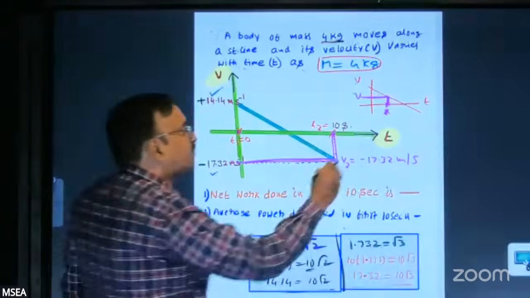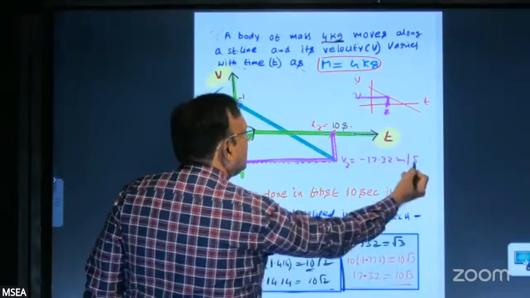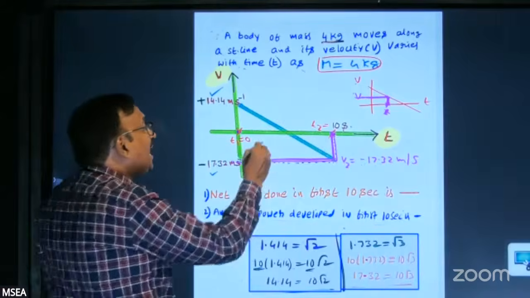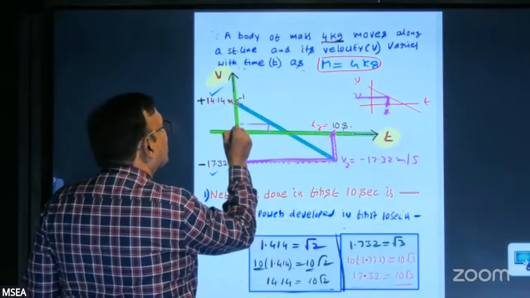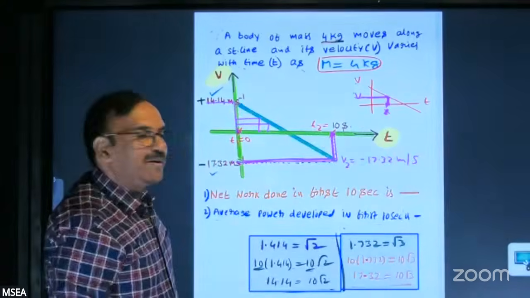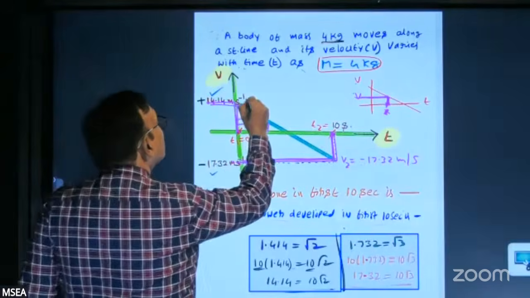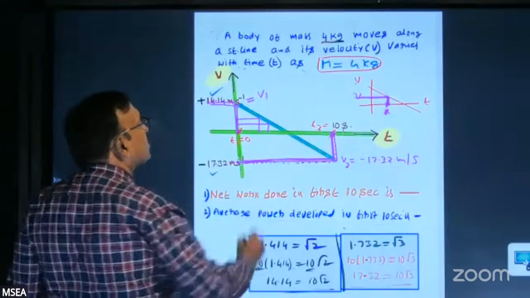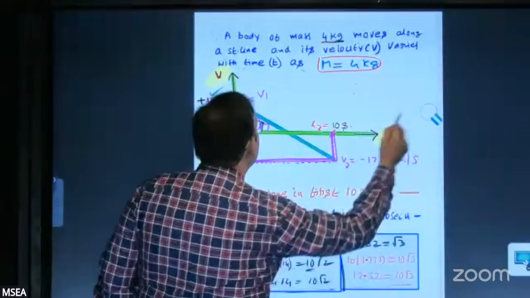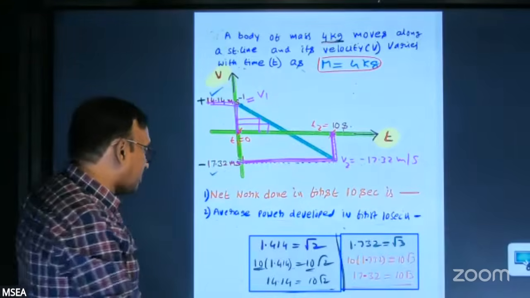At this time, how to find velocity? Come like this. Minus 17.32. Now listen. At this time, how to find velocity? You have to come like this. At this time, what the velocity means? This one, at T1 is 0. This happens to be the V1. So we have clarity here on what V1 and V2 are. V1 is 14.14. V2 is minus 17.32.